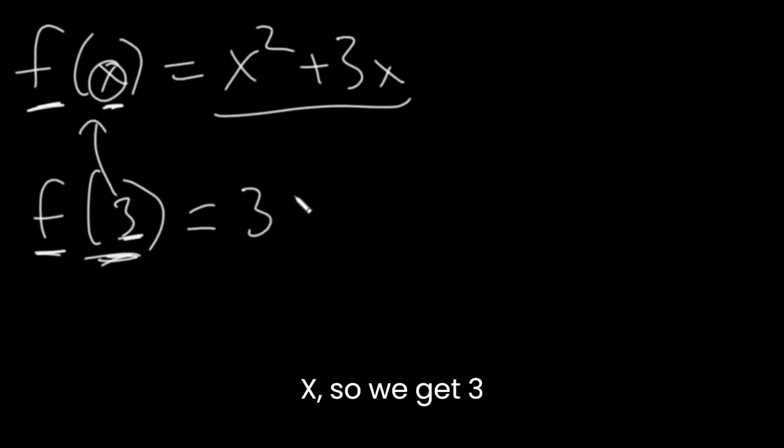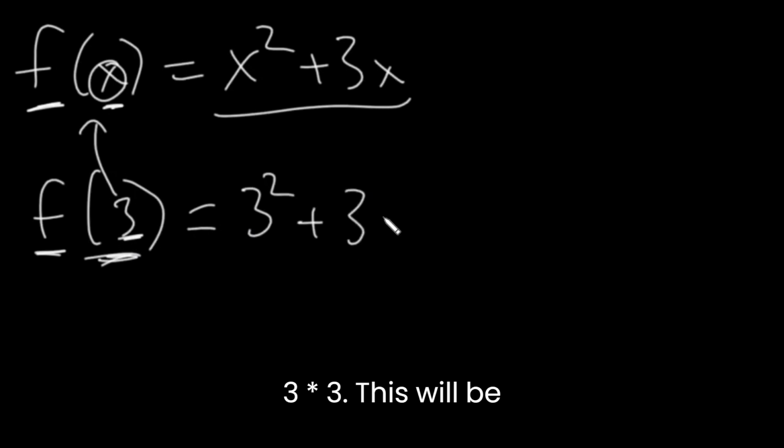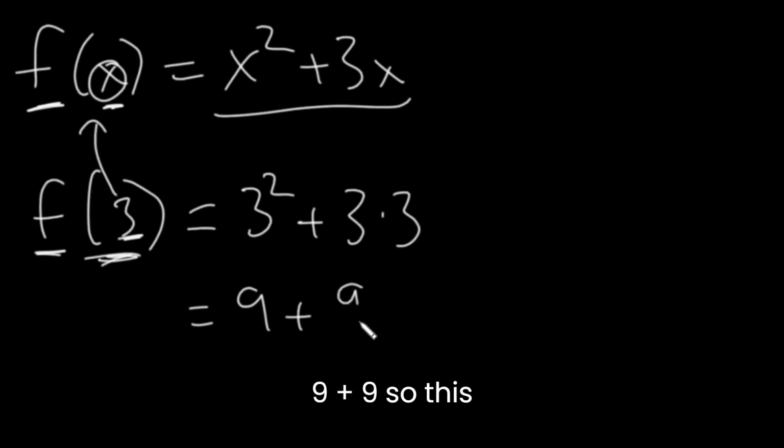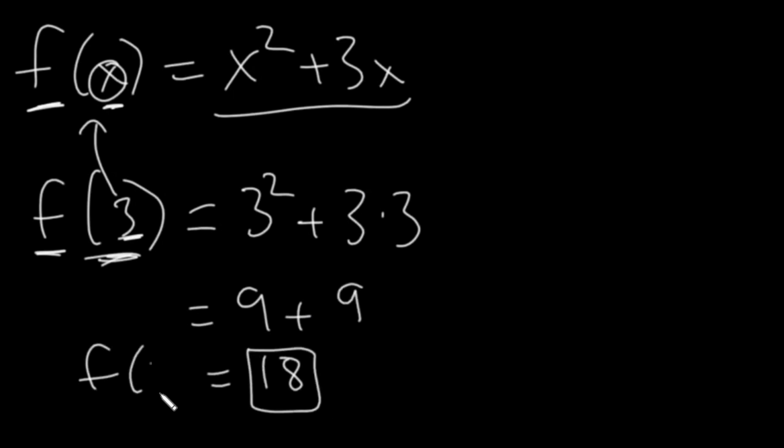So we get 3 squared plus 3 times 3. This will be 9 plus 9. So this will be 18. So f of 3 is equal to 18.